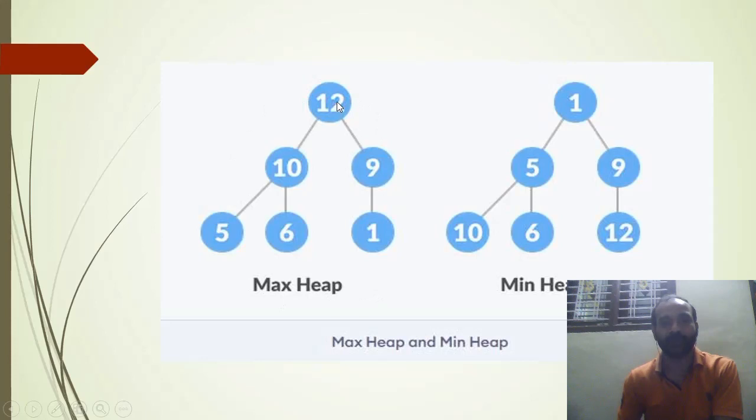See, every node is maximum when compared to its children, and the root node should be maximum when compared to all the nodes. Similarly, the min heap is the opposite of the max heap. See, the root node is minimum compared to all the nodes available in the tree. So this is the min heap and this is the max heap.